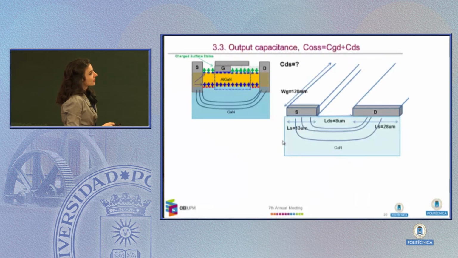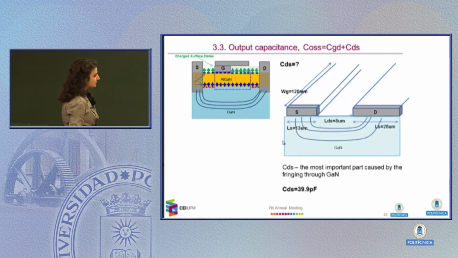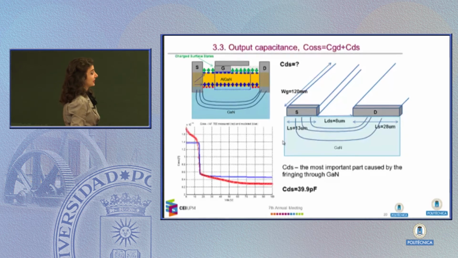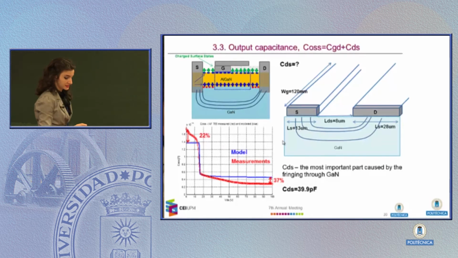Now, in order to model output capacitance, additionally, it is necessary to model drain source, since we already have Miller's capacitance. And drain source for the given structure and geometry is actually a fringing capacitance through GaN. And on the left-hand side, you can see a comparison of the model with the measurements for the output capacitance.